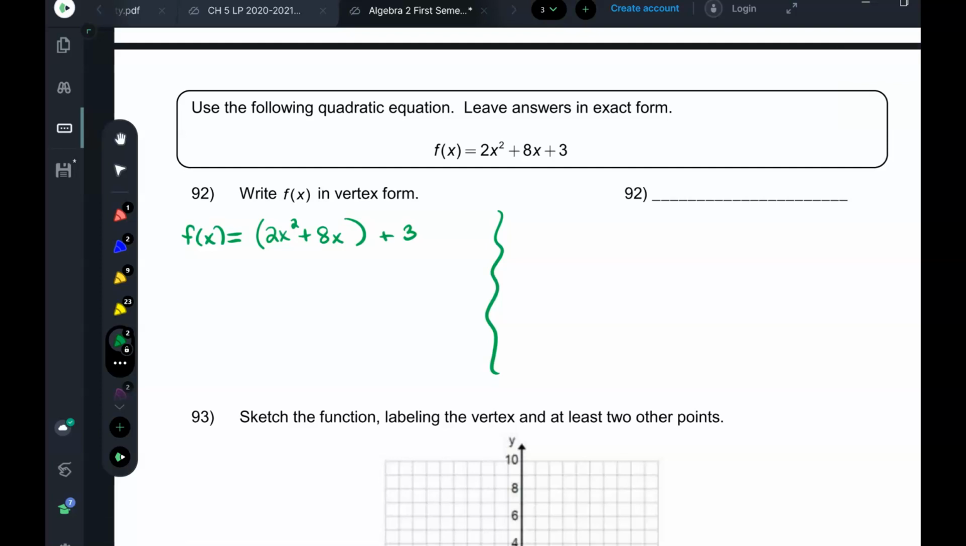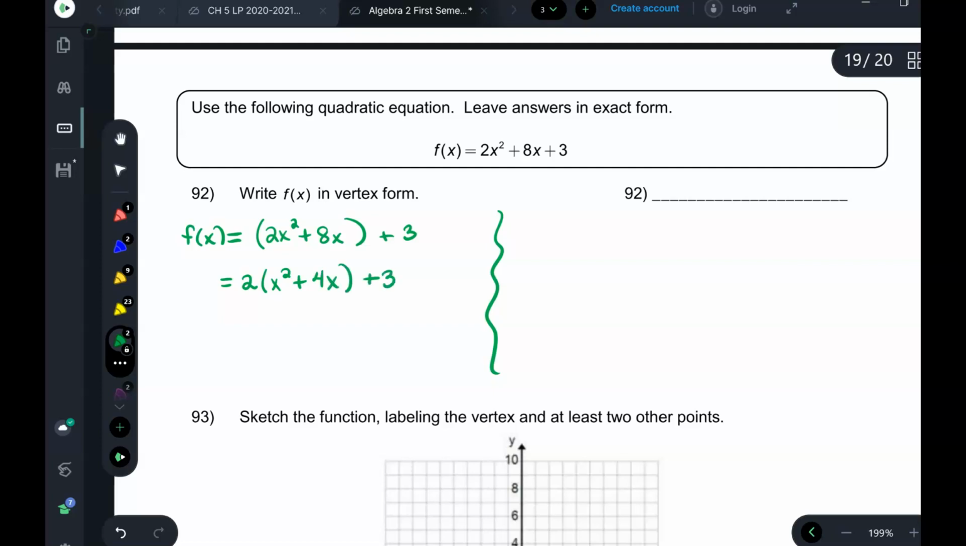Now what I want to do is factor out the coefficient of x squared. So I'm going to take out a 2, and that will leave me with x squared plus 4x. Okay, I still have that plus 3 on the outside. Now I want to take just what's inside the parentheses and complete the square.